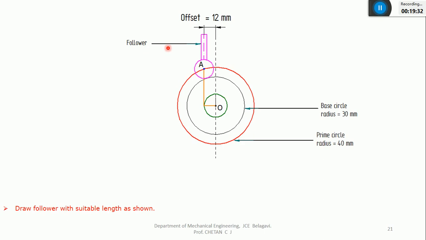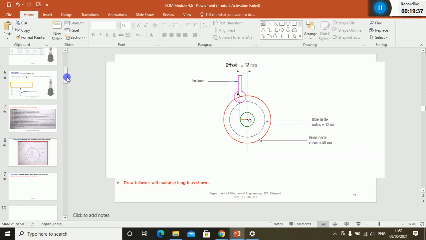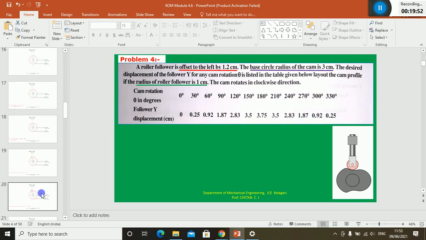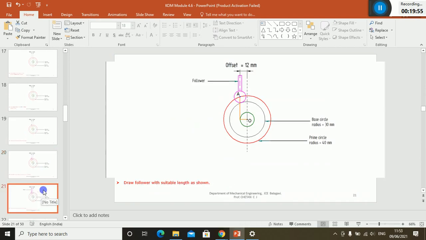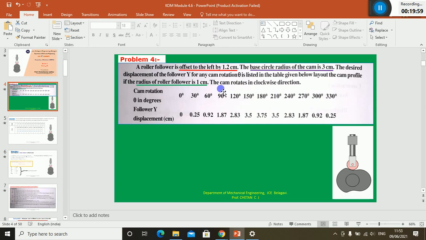If you want confirmation, you can see in the first line itself, the roller follower is offset to the left by 1.2 centimeter. It is given. If it is right, you just take it towards your right. Then, is the cam rotating clockwise or anti-clockwise? In clockwise, it is given. So you can see in the last sentence, the cam rotates in the clockwise direction.